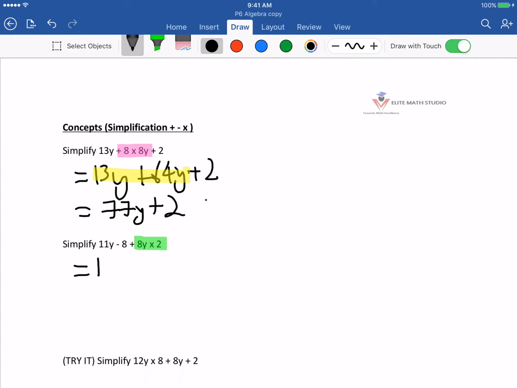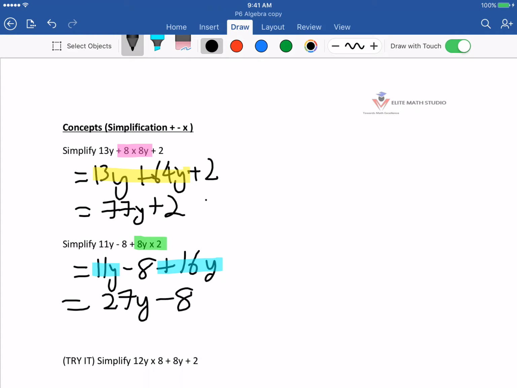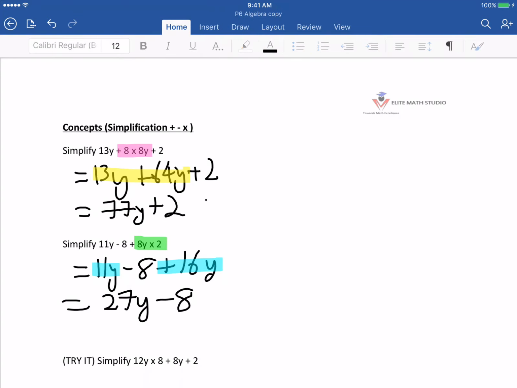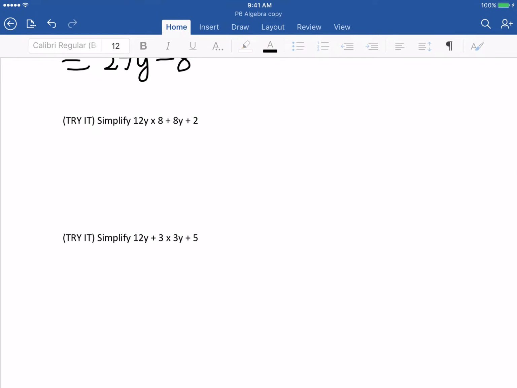So copy down 11y minus 8 plus 16y. The next step, what you need to do is group all the y's up. So 11y plus 16y is actually equal to 27y minus 8. Okay, so for this question, it's slightly different. Please be careful because in the expressions, we have times inside. So what you need to do is follow our order of operations and then do the grouping. Okay, next two examples, same thing. Pause the video and attempt it yourself.